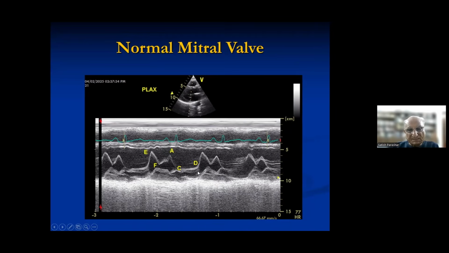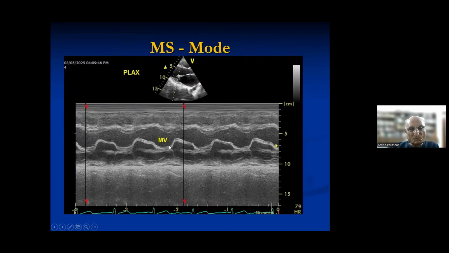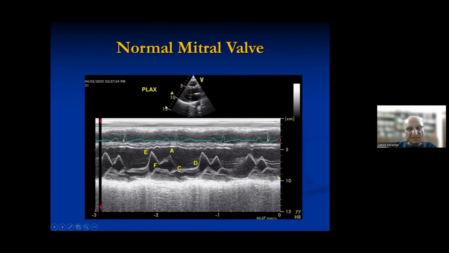Now just keep an idea. Also you see this A wave. The A wave moves anteriorly, the other moves posteriorly. Same with the E. So these are different directions. You see, in mitral stenosis, they move toward the same direction. So this is known as a paradoxical motion of the posterior cusp. You see again, anterior moves anterior, posterior moves posterior.